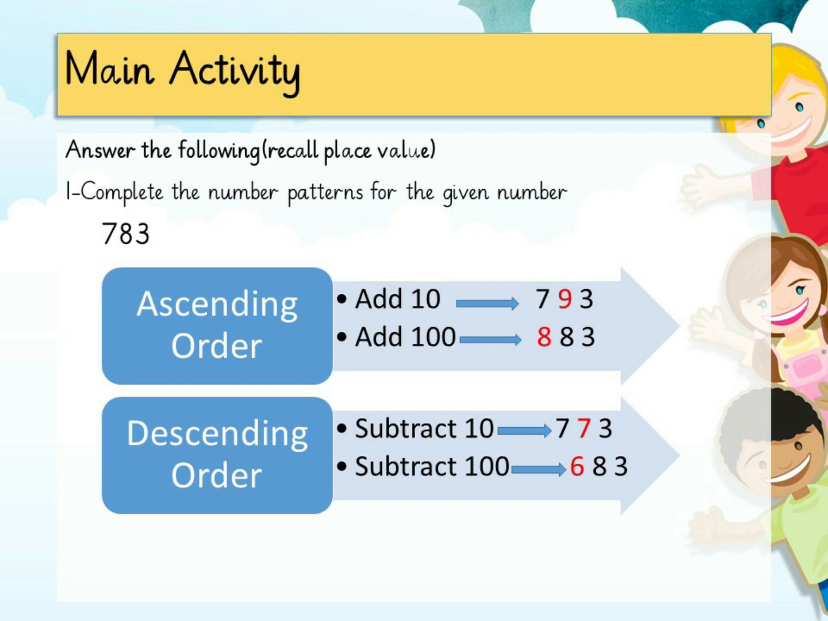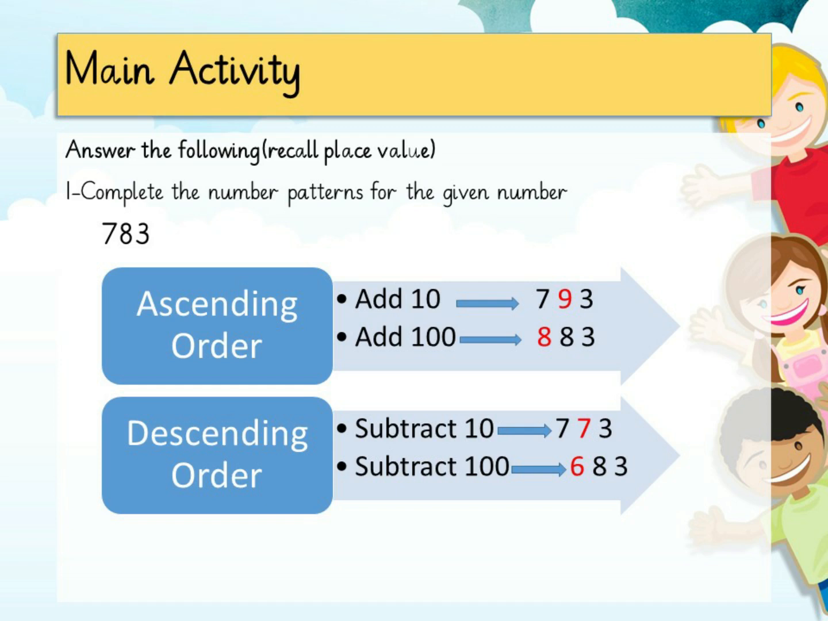By adding 10 and 100 to 783, we got 793 and 883 respectively. Now how to arrange these numbers in ascending order? Means from smaller to the greater. Look at both of the numbers carefully. First we will place the smaller number, that is 793, and then the greater number 883. This is the ascending order of the given numbers.